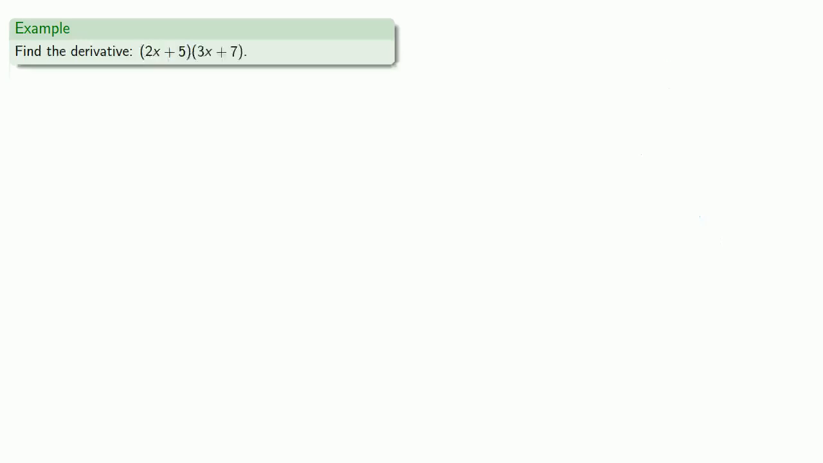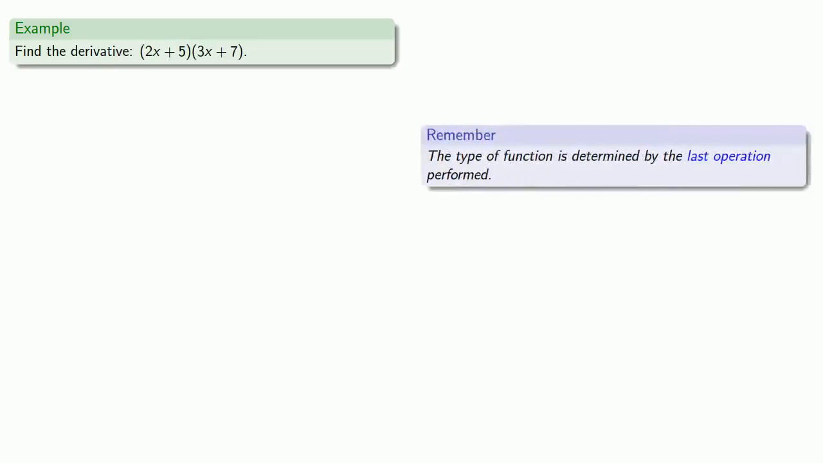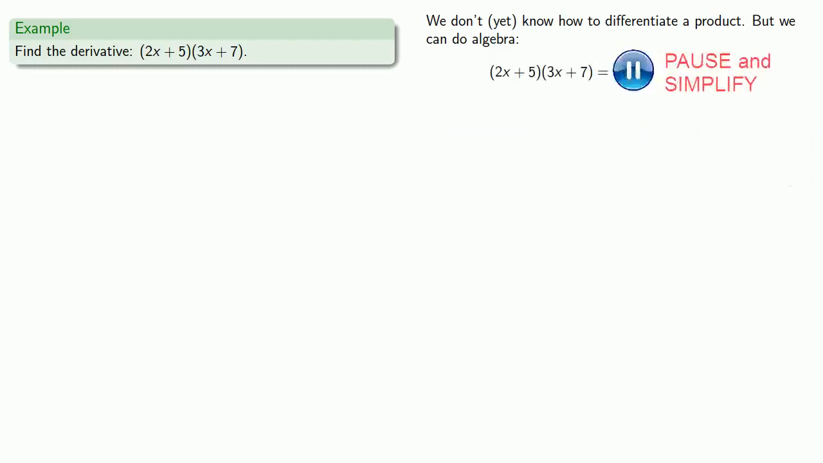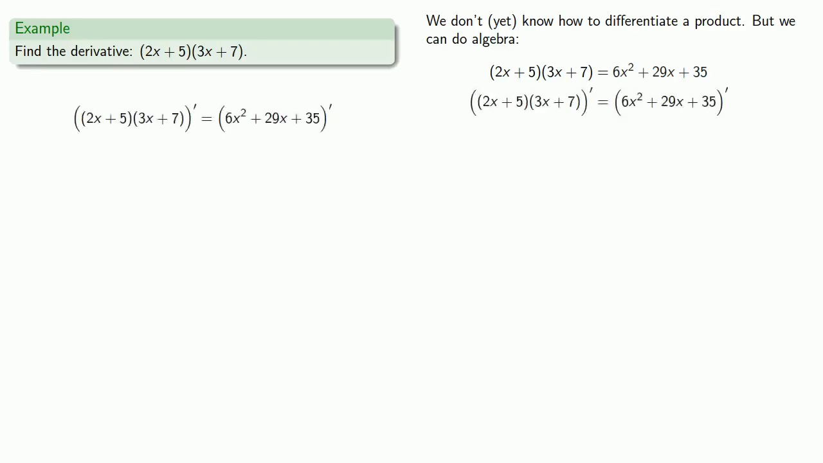Or how about the derivative of 2x plus 5 times 3x plus 7? Again, the type of function is determined by the last operation performed, and in this case we are multiplying two things, so this is a product, but we don't yet know how to differentiate a product. But we can do some algebra.